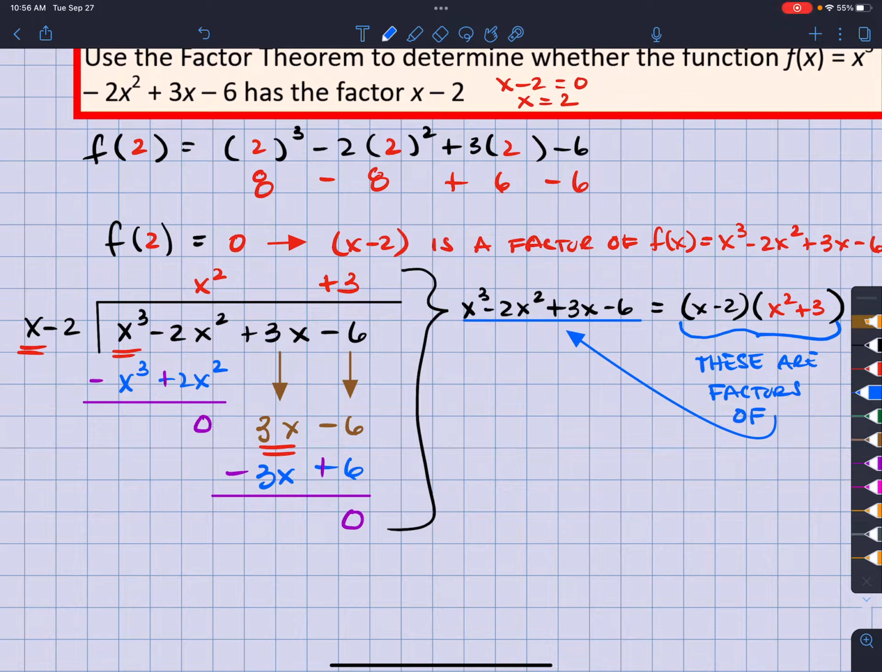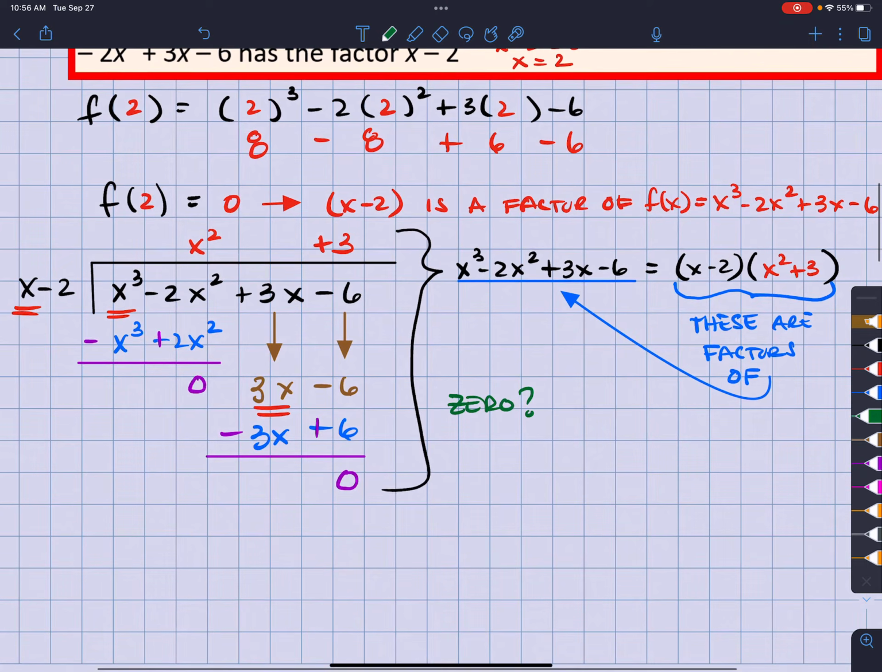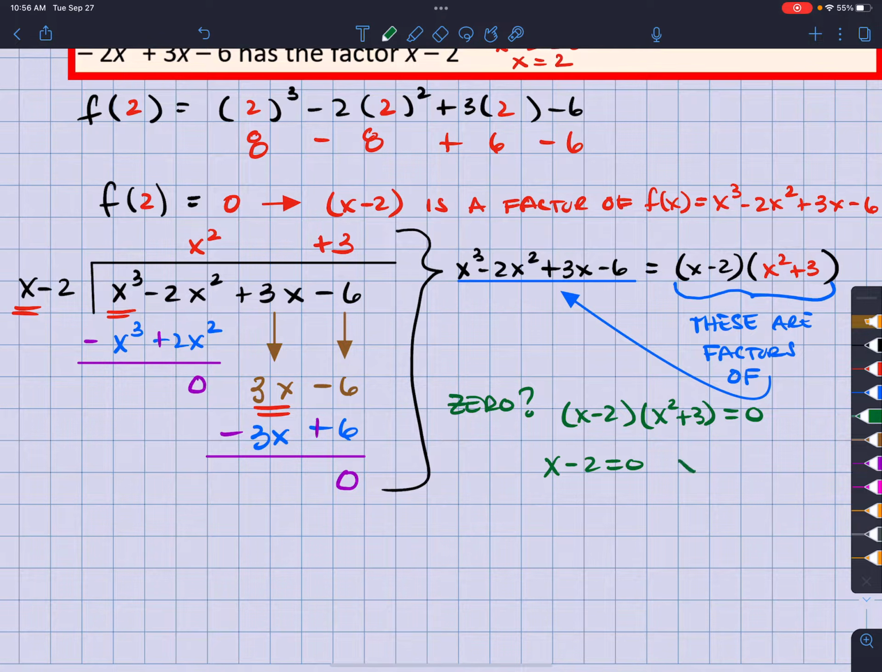Okay, so these are factors of that. Now, what if I was looking for 0? Then what I would do is say, okay, I know that x minus 2 times x squared plus 3 has to equal 0, right? Because 0 means x-intercepts. So I would say, well, x minus 2 equals 0 and x squared plus 3 equals 0. Well, x would equal 2, so there's a 0 right there.